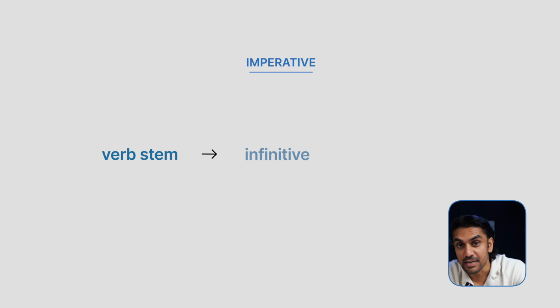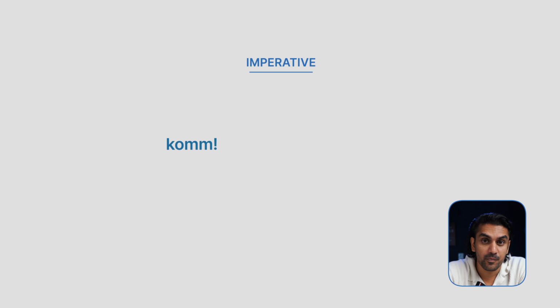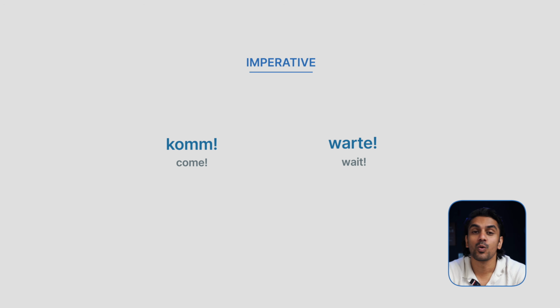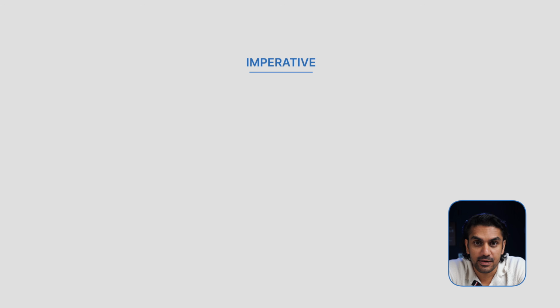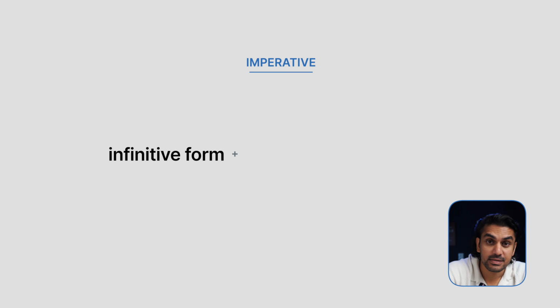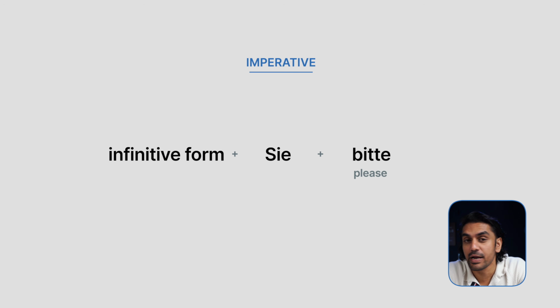The imperative is basically how you tell someone to do something, like giving an order or instruction. In informal situations, you just use the verb stem. That's the infinitive without the en at the end. For example, komm, come, from kommen, warte, wait, from warten. When you want to be polite or talking to someone you don't know well, use the infinitive form plus Sie, and you can also add bitte, or please, to sound extra polite.